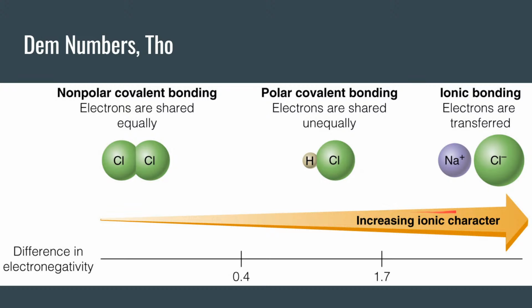Once you get above 1.7, that's when you get a complete transfer of electrons. The more electronegative element is able to just completely steal electrons from the less electronegative element.